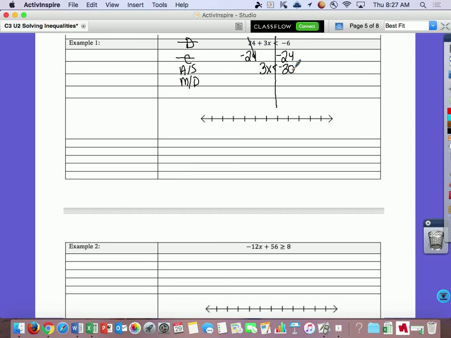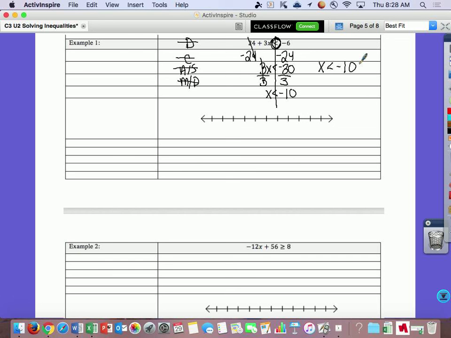Okay, now I'm going to get rid of some multiplication and division. So I'm going to divide both sides by 3 because 3 times x, the opposite of that's division. These 3's cancel out and we're left with x is less than negative 10. So we are pulling this sign, and because we didn't divide by a negative, it's going to stay that sign.